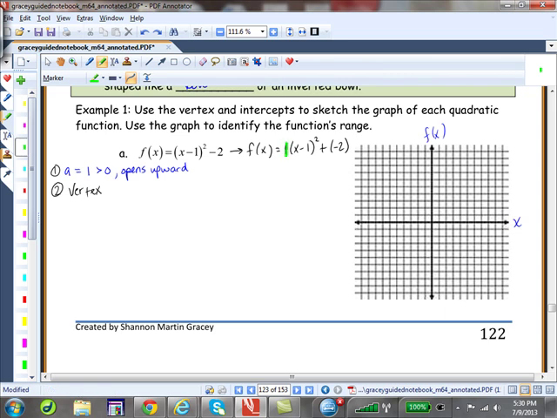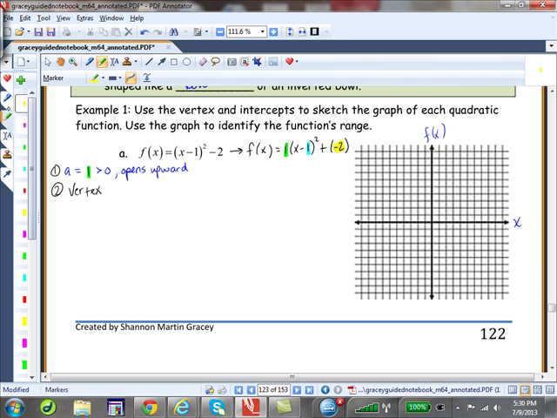Okay, so a is the 1. That's how we determined if it opened upward or downward, because it was positive, so it's going to open upward. H is the x-coordinate. It's always going to be hanging out with the x here. So it's the x-coordinate of the vertex, and then k is the y-coordinate of the vertex, and that's going to determine the max or minimum value. In this case, it opens upward, so we'll have a minimum value.